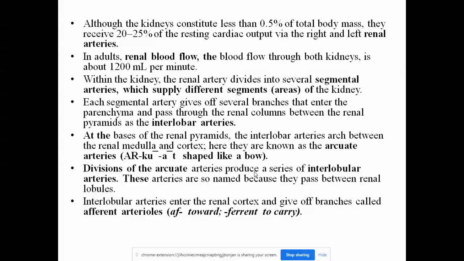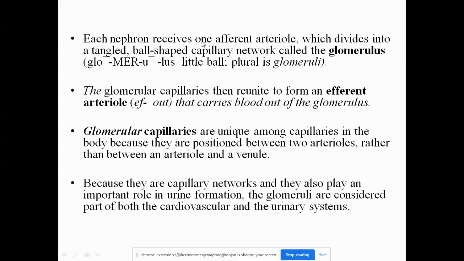Arcuate arteries further divide into a series of interlobular arteries and pass between the renal lobules. Interlobular arteries enter the renal cortex and give off branches called the afferent arterioles. Afferent means towards, ferent means to carry. Afferent arterioles enter each and every nephron, that is the glomerular capsule, and divide into many smaller branches called the glomerular capillaries. Each nephron receives one afferent arteriole which divides into a tangled ball-shaped capillary network called the glomerulus, or the glomerular capillaries. It is called a little ball.